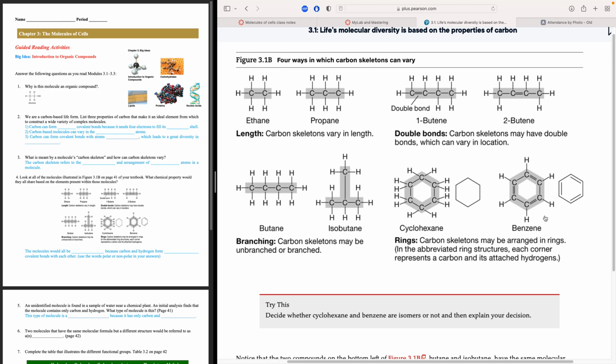So this is not polar because it doesn't have a negative side. This isn't polar, it's got hydrogen all around it. Not polar, not polar, not polar, not polar. So I think we can answer the question now at the bottom of question 4. The molecules would all be isomers because carbon and hydrogen form non-polar covalent bonds with each other.